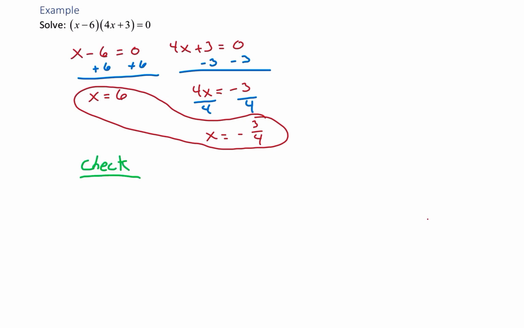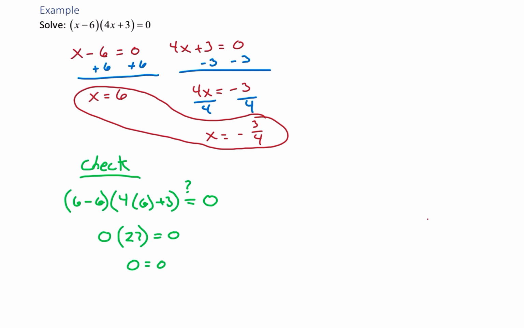To check by hand, we'll substitute our answers into the original equation. We'll check these one at a time. So first, let's check 6. Substitute in the 6. Everywhere you see an x, we'll replace it with the number 6. And we're asking, is this true? Is this equal to 0? So we get 0 times 4 times 6 plus 3 is 27. And that is a true statement. 0 equals 0, meaning 6 is good.